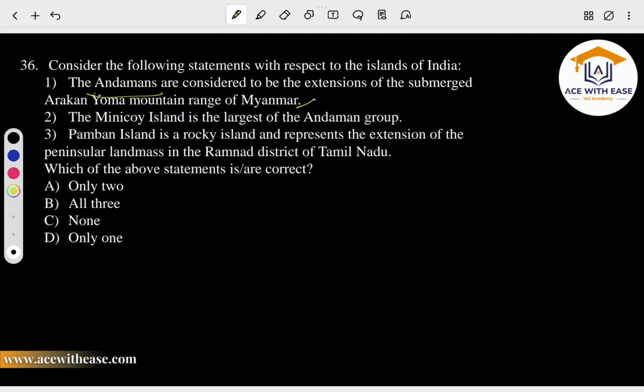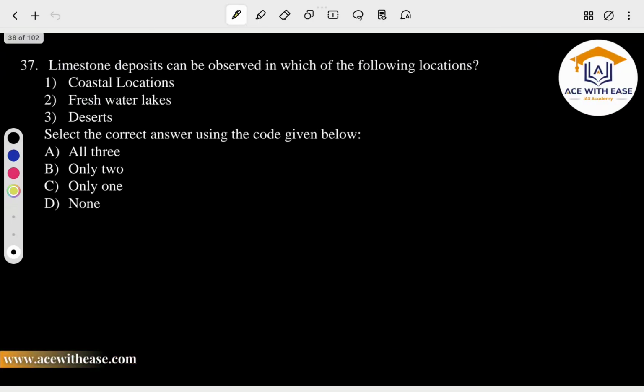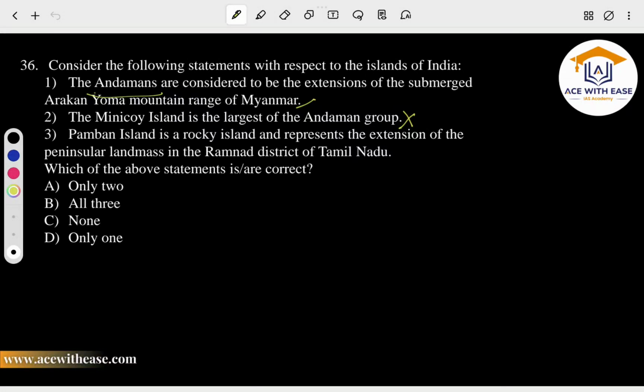Second statement, the Minicoy Island is the largest in the Andaman group. Now this is a wrong statement. Minicoy Island belongs to the Lakshadweep group of islands. Third statement, Pamban Island is a rocky island and it represents the extension of the peninsular landmass in the Ramanathapuram district of Tamil Nadu. Yes, this is a correct statement. So we have two correct statements, 1 and 3. So A is the correct option.